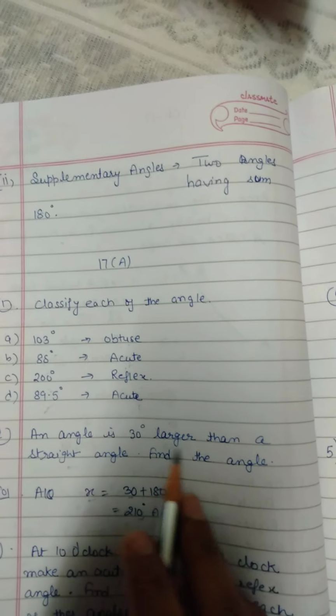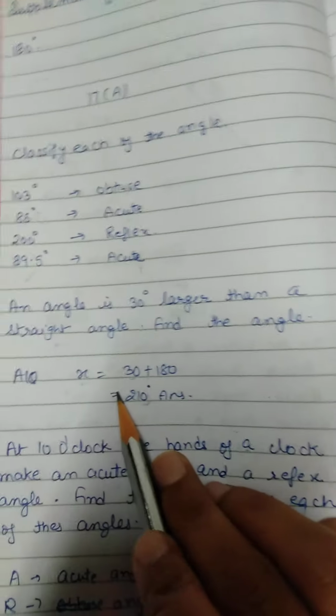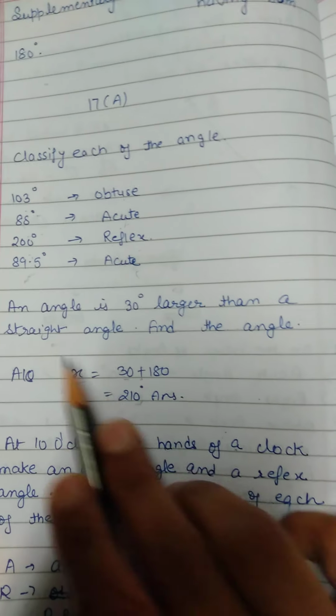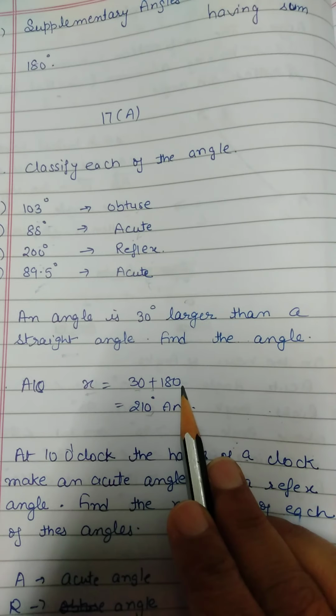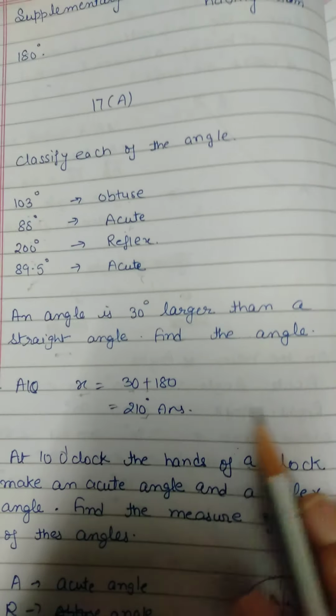An angle is 30 degree larger, larger means plus. So let x be that angle. So 30 degree larger than a straight angle, which means 180 degree, that's why the answer is 210.